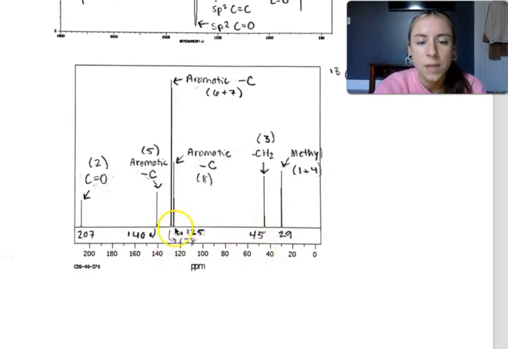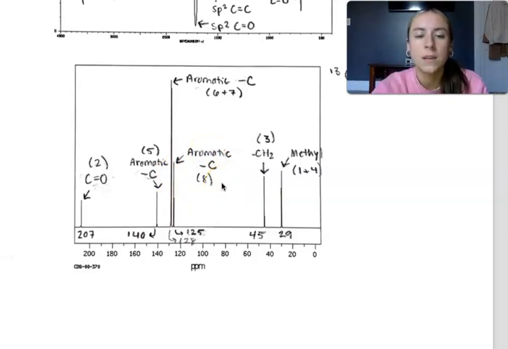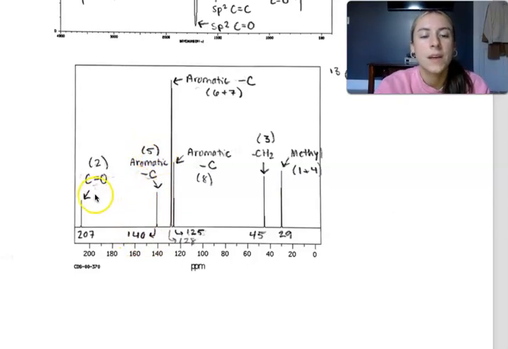Up next, right here at 125 ppm, I found an aromatic C, and that's going to show bond 8. And there's another aromatic C for bond 6 and 7. That one's right about 128 ppm. Next, I have another aromatic C at 140 ppm for bond 5. And then a C double bond O at 207 for bond 2.